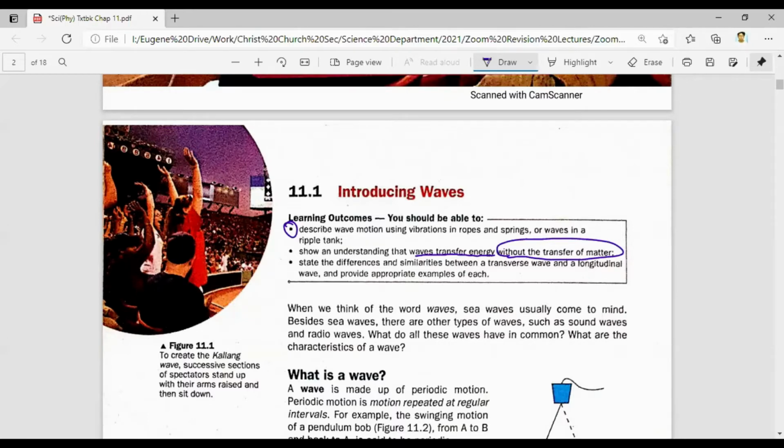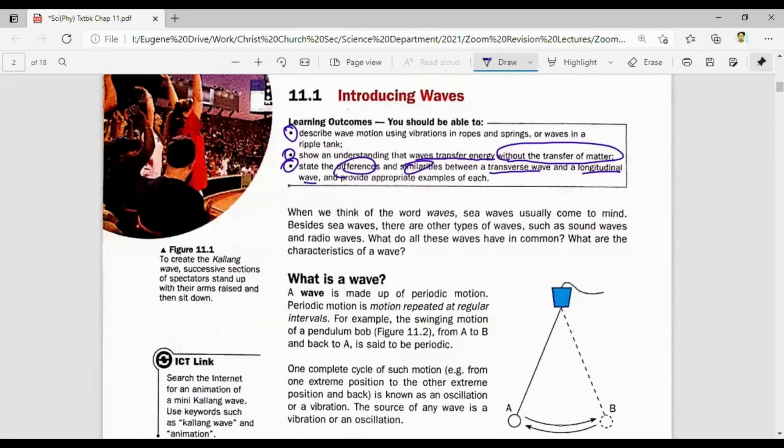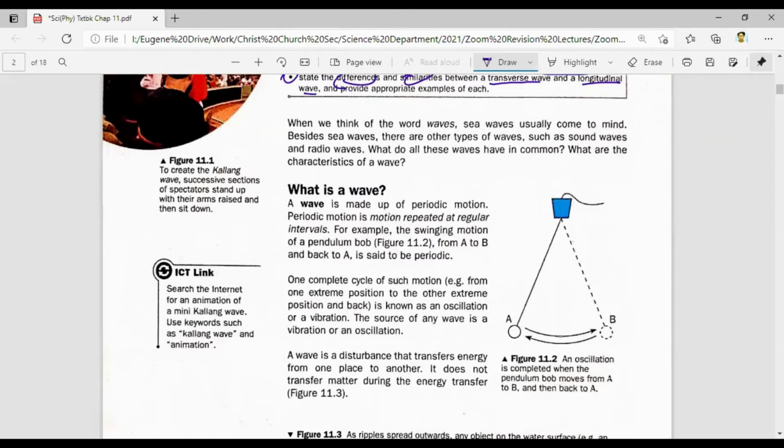And the next one, we're going to look at the differences and similarities between a transverse wave and a longitudinal wave. So differences and similarities. So these are the three that we'll be covering for 11.1. Okay, so now let's start off simple things first.